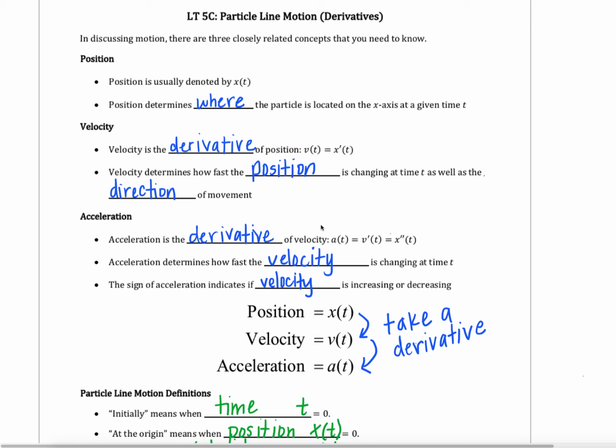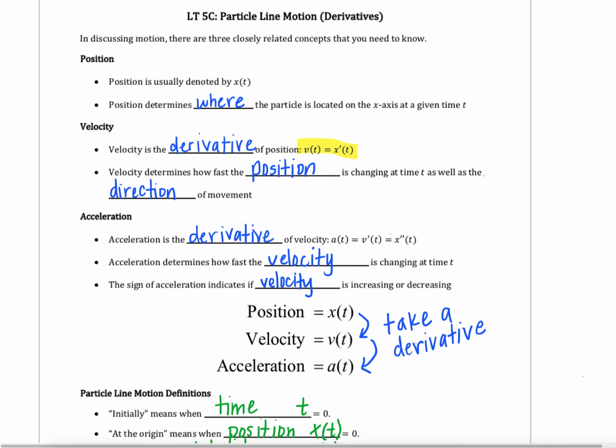Now, the derivative of position is velocity, so we usually denote velocity with v of t, but anytime in a free response question, if velocity is not directly given, we actually have to make the connection first that velocity is the derivative of position. Velocity determines how fast the position is changing at a given time t, as well as the direction of movement.